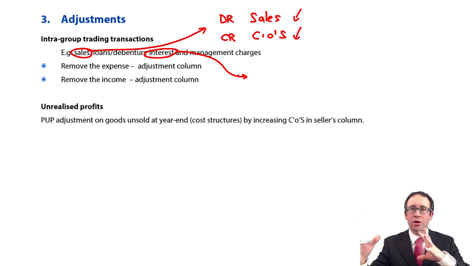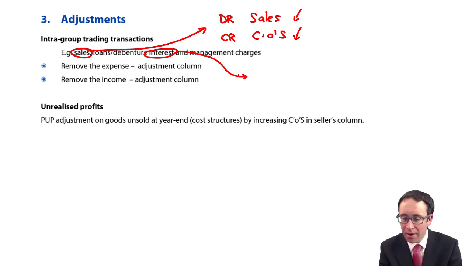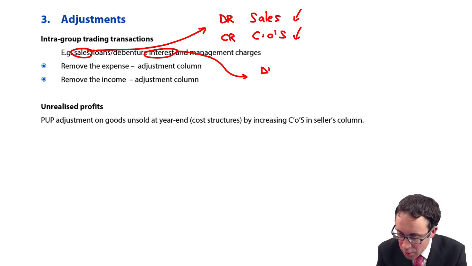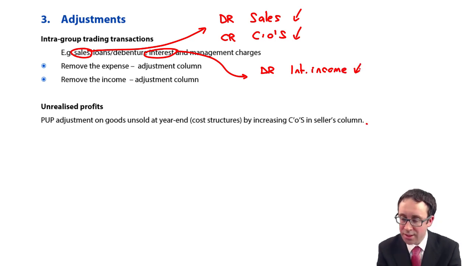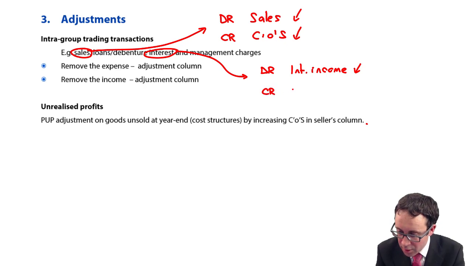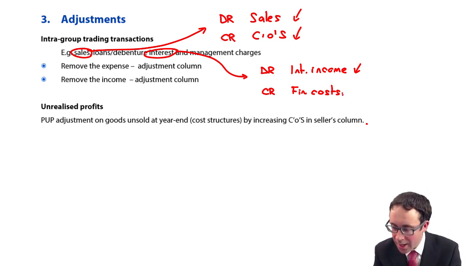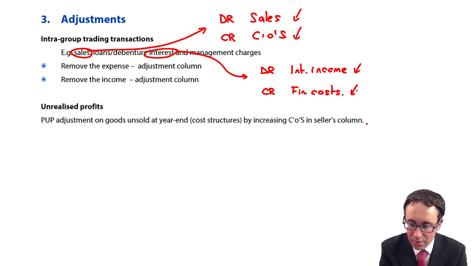There's no money due or payable outside of the group. So the same applies with the interest. So you would go through there and debit your interest income, thus reducing the interest income, and you would then credit your finance costs, again reducing the finance costs.